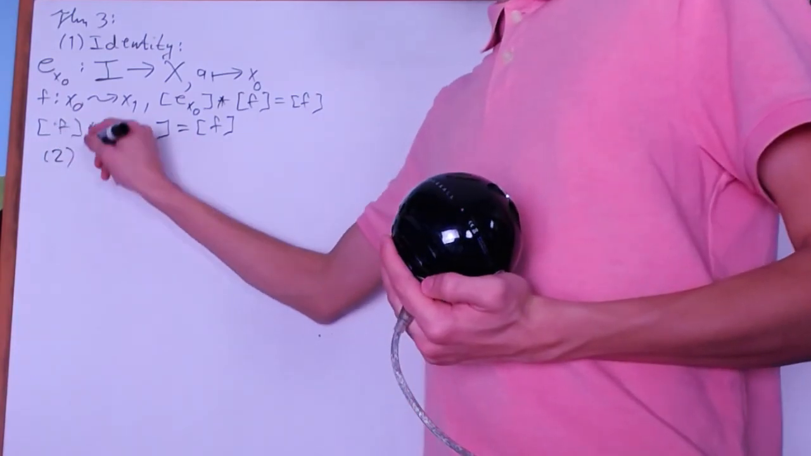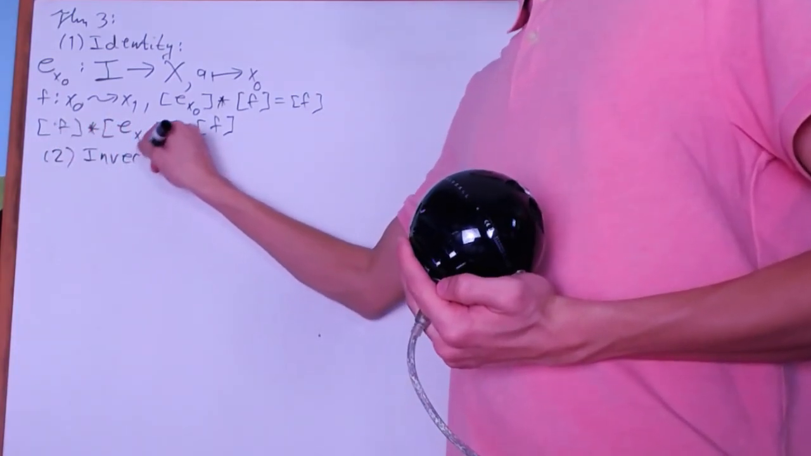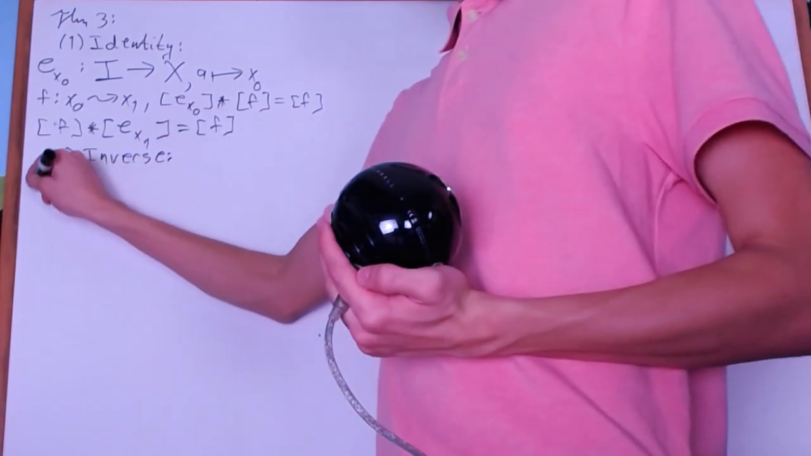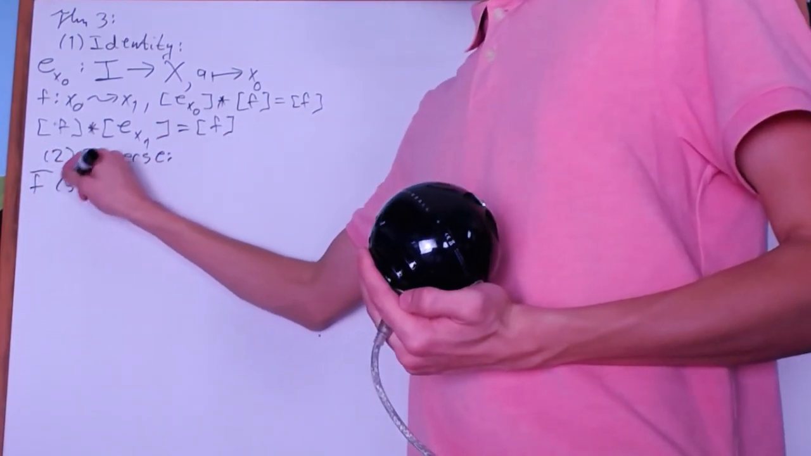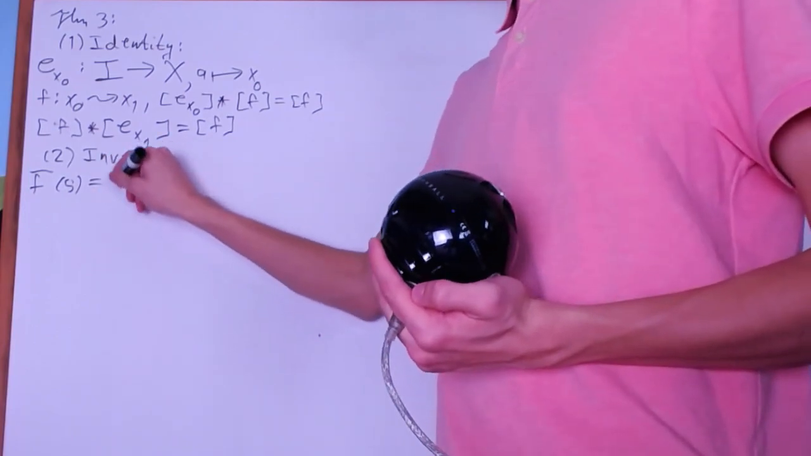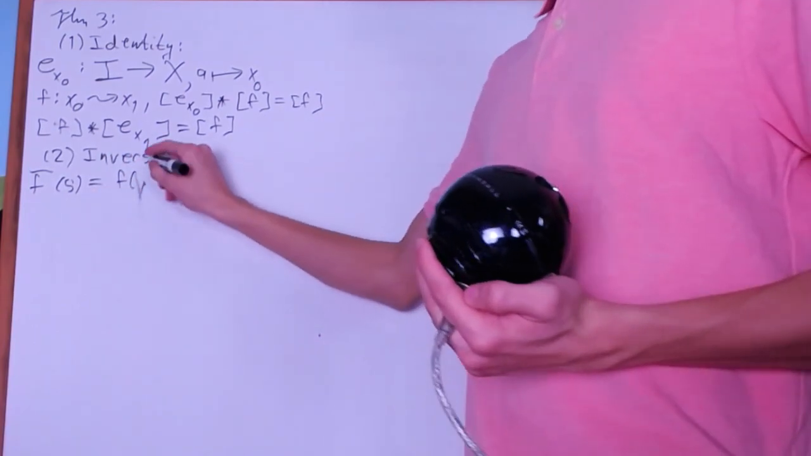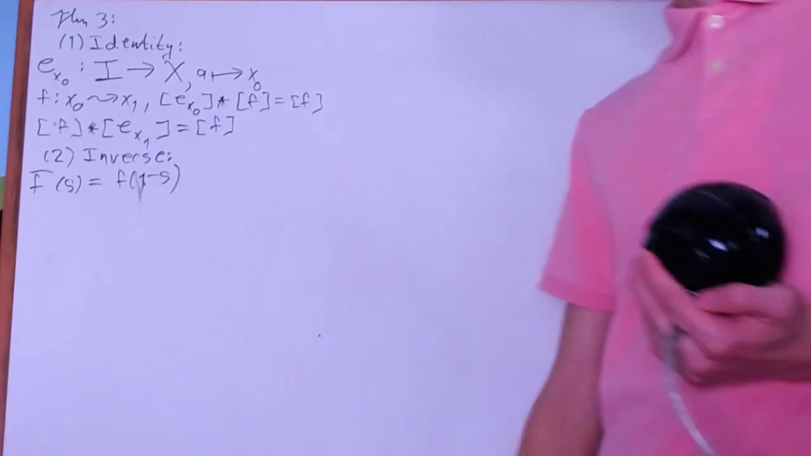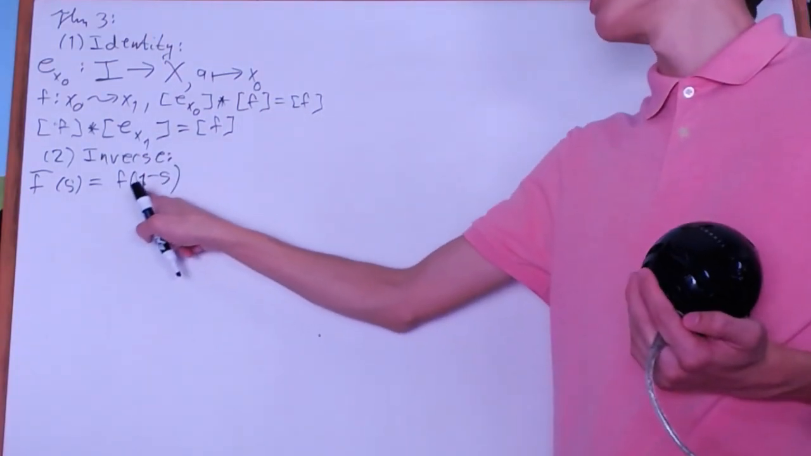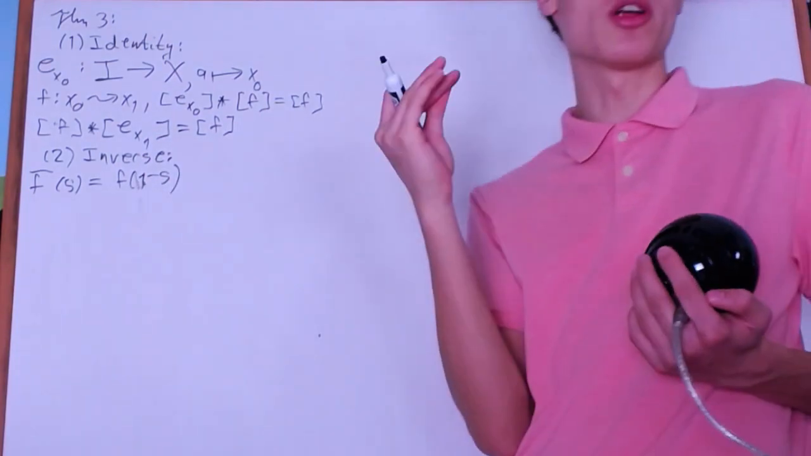This will be accompanied by inverses. So we go ahead and define a new function, f bar, whose value at s is going to be f of 1 minus s. So that will be the reverse.